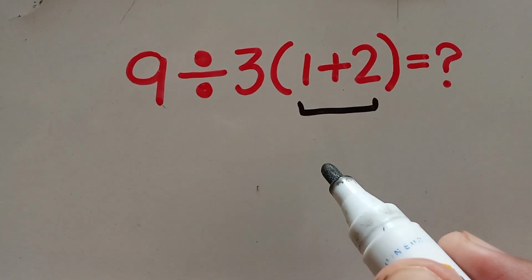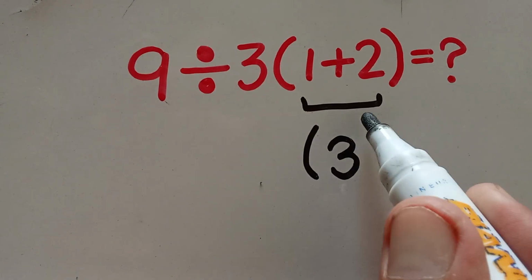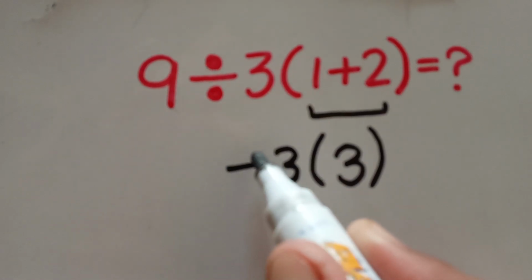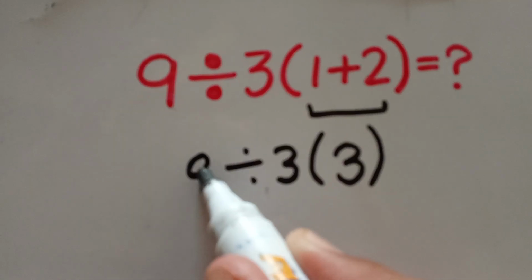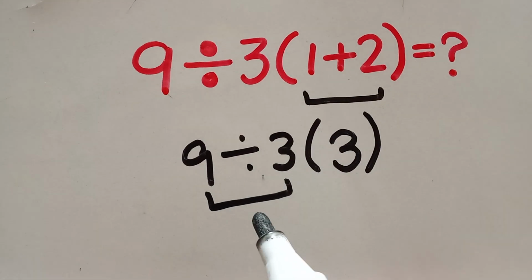So 1 plus 2 is equal to 3. Okay, and 9 divided by 3 times 3. Now I can solve the division.